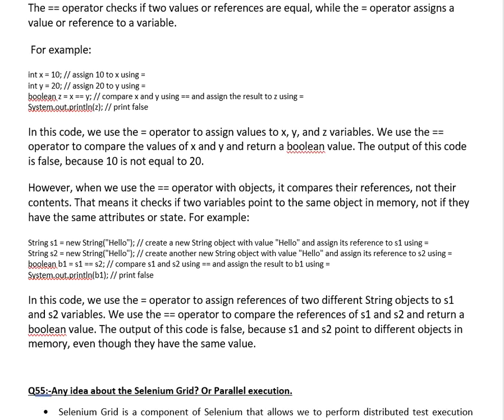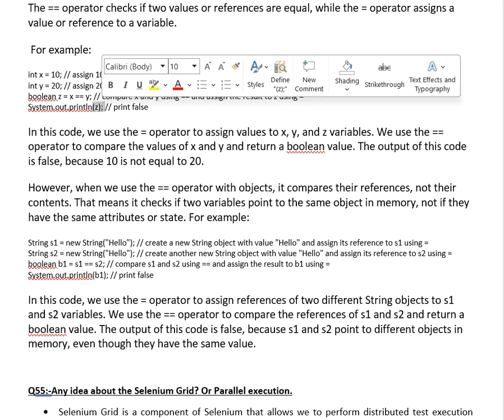Let's see an example. Here int x = 10 and int y = 20. Here we assign the value 10 to the x variable and 20 to the y variable. Now we will compare whether they are equal or not. For that we use the == operator, and here we use the boolean data type, so it will return the answer as true or false. So boolean z = x == y means we compare the values of x and y, and it will print false because 10 and 20 are not equal.